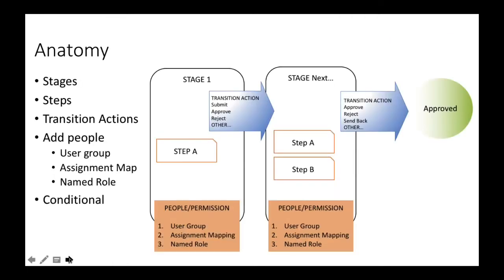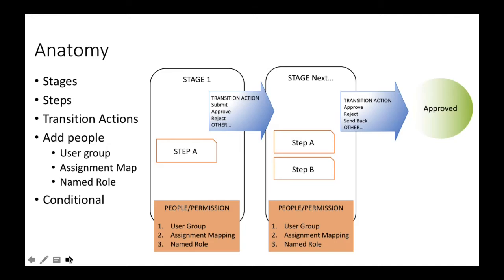So a workflow consists of stages. You can have as many as you want, and they are discrete. Stages are discrete, and your object that is passing through the workflow, in this case the specification, moves through those stages in a consecutive manner.